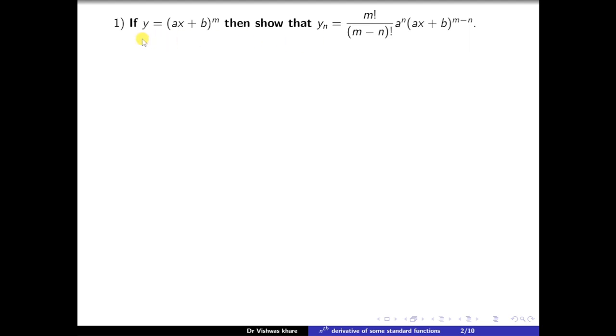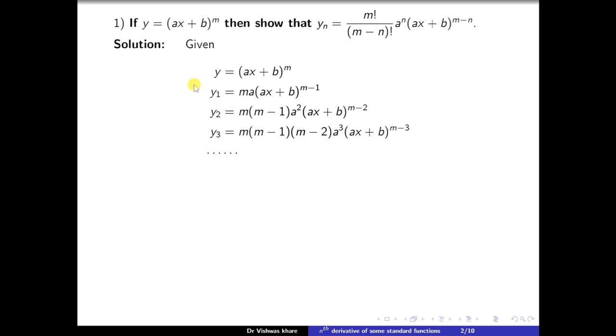For example, the first is y is equal to (ax plus b) to the power m, and show that the nth derivative is factorial m divided by (m minus n) factorial, a to the power n, (ax plus b) to the power m minus n. So if y is equal to this, then the nth derivative will be this expression. Let us see how. Given y is equal to (ax plus b) to the power m.